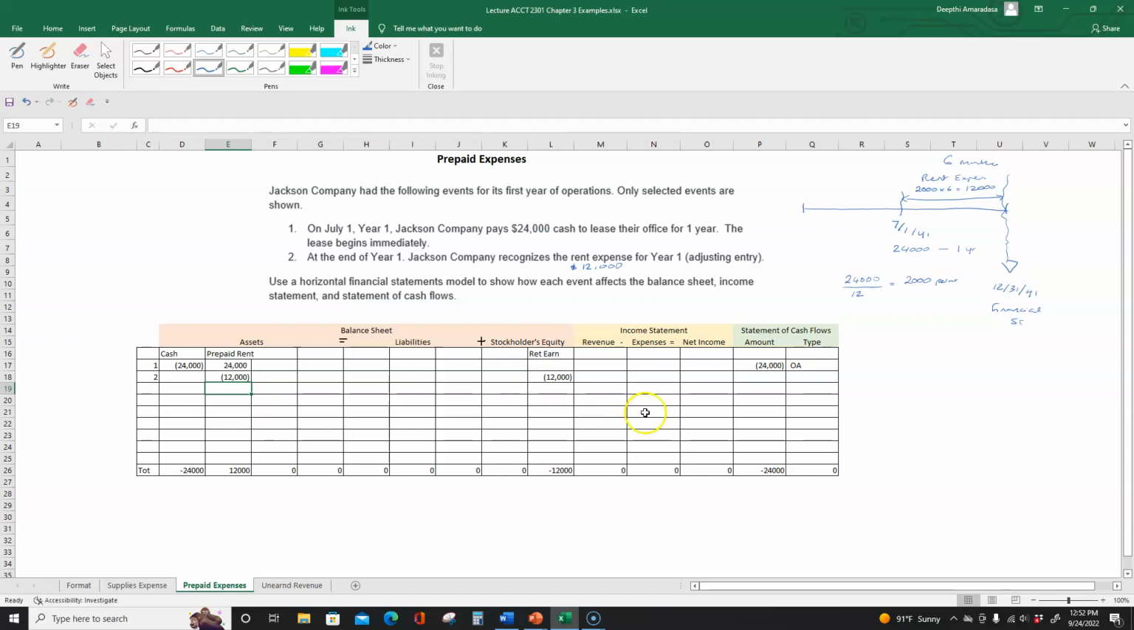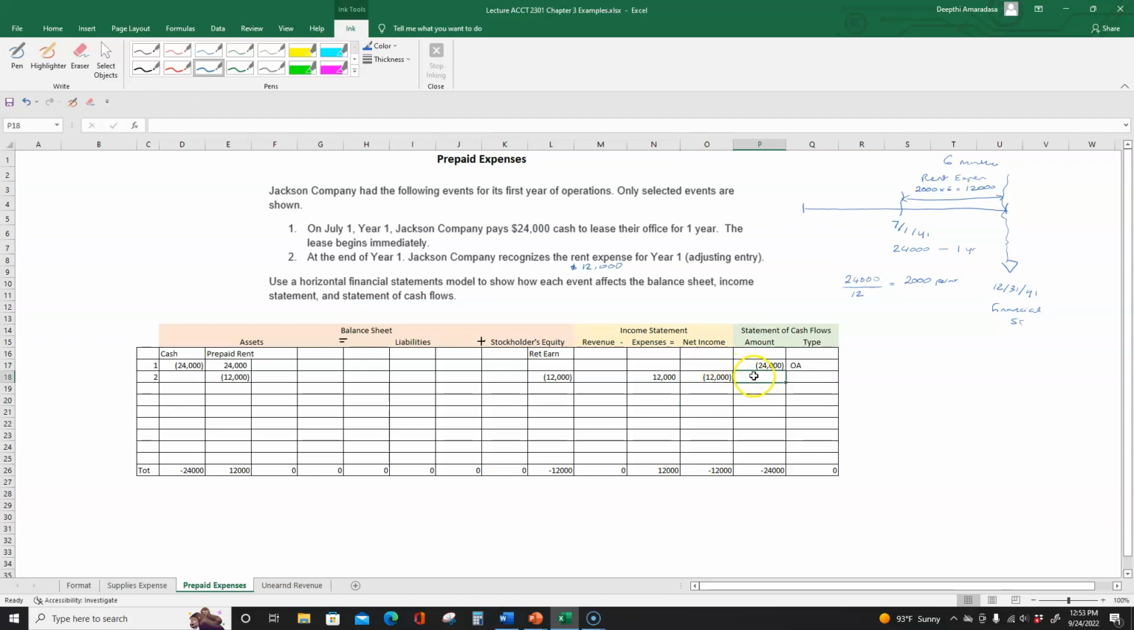Now let's look at the income statement. Is the income statement affected by this adjusting entry? Yes, it is. We had an expense of $12,000. Our expenses increased by $12,000. So we're going to put $12,000 as a positive number under the expense column. This causes net income to decrease by $12,000 because nothing happened to revenue. That takes care of the income statement.